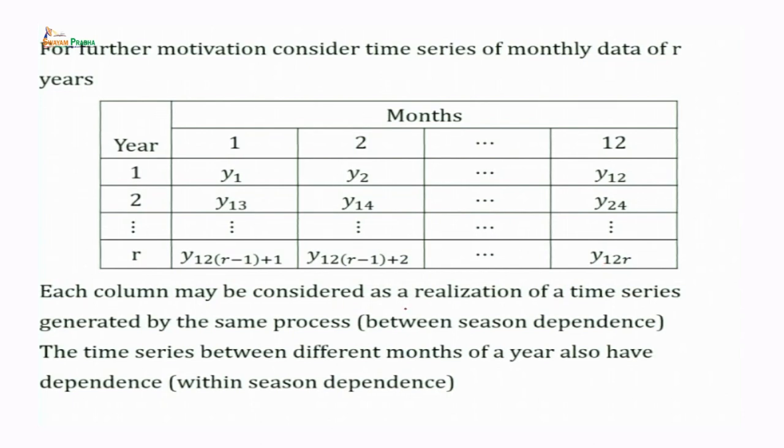Now, each column may be considered as a realization of a time series generated by the same process, or you can say between seasonal dependence. Then the time series between different months of a year also have dependence, meaning within seasonal dependence. So, row wise you will get within seasonal dependence, and column wise you get between seasonal dependence.